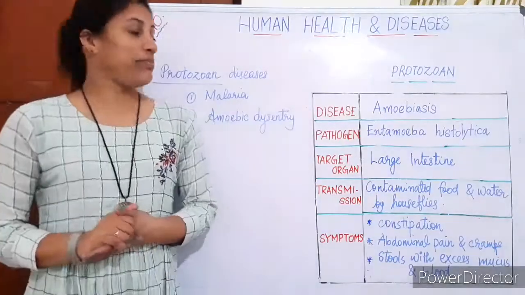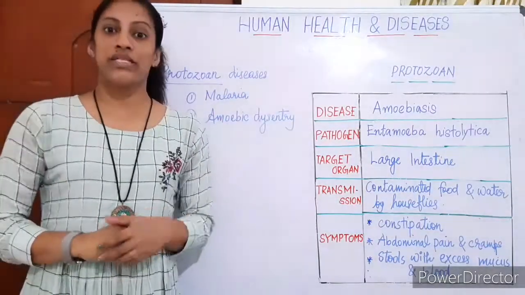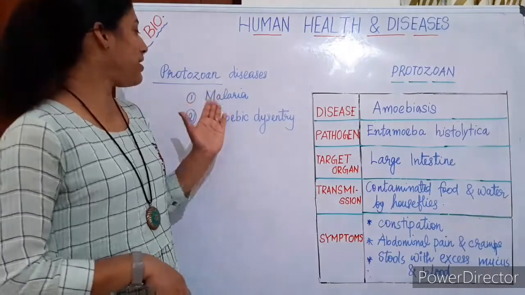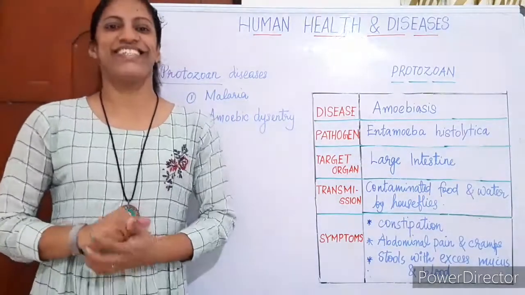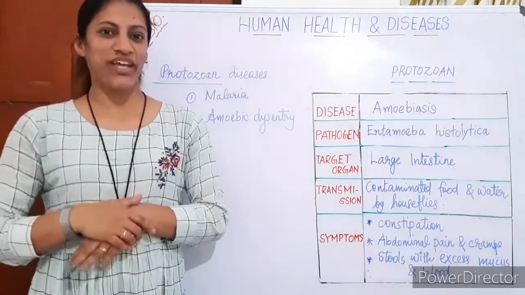So we have completed the two protozoan diseases as per your textbook. These are malaria and amoebic dysentery. Study thoroughly.